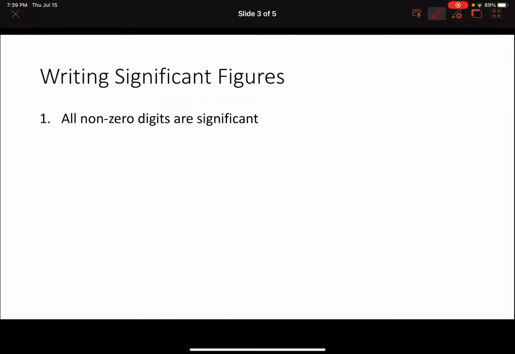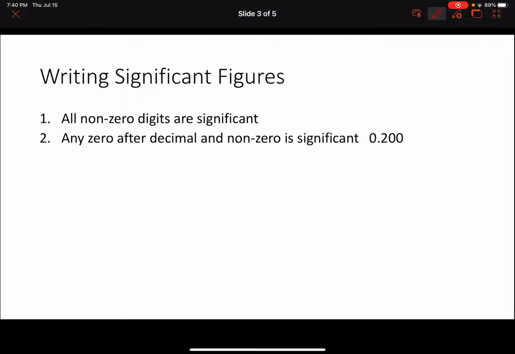So when we write significant figures, and this is the case even if we haven't made the measurement: if we make the measurement, we know how many significant figures based on our measurement. But otherwise, if we're writing or reading significant figures, there are some rules. Basically, all non-zero digits are significant. If you've bothered to write something that's not a zero, you are indicating that it's significant. Any zero after the decimal and after a non-zero is also significant. Here I show an example. The fact that we write these 2 zeros after the decimal means that both of those are significant.